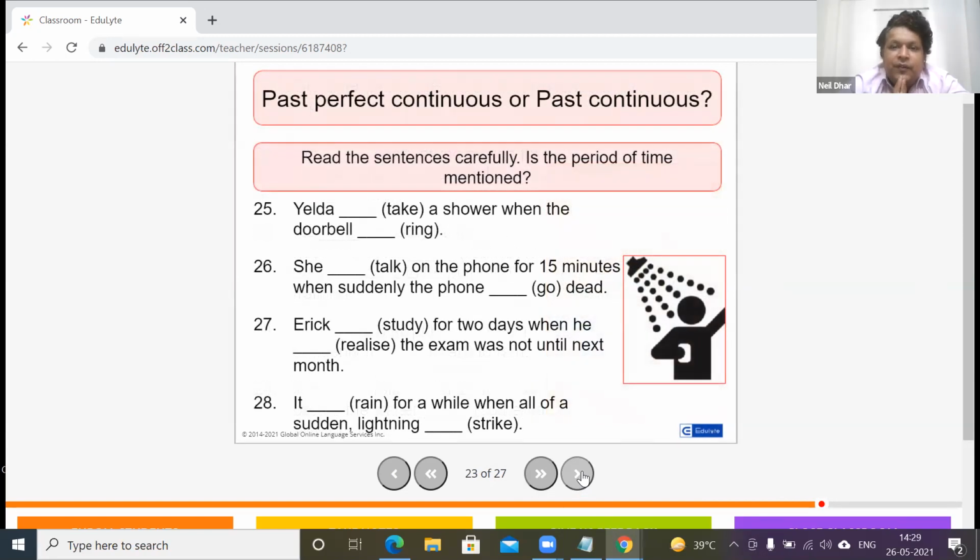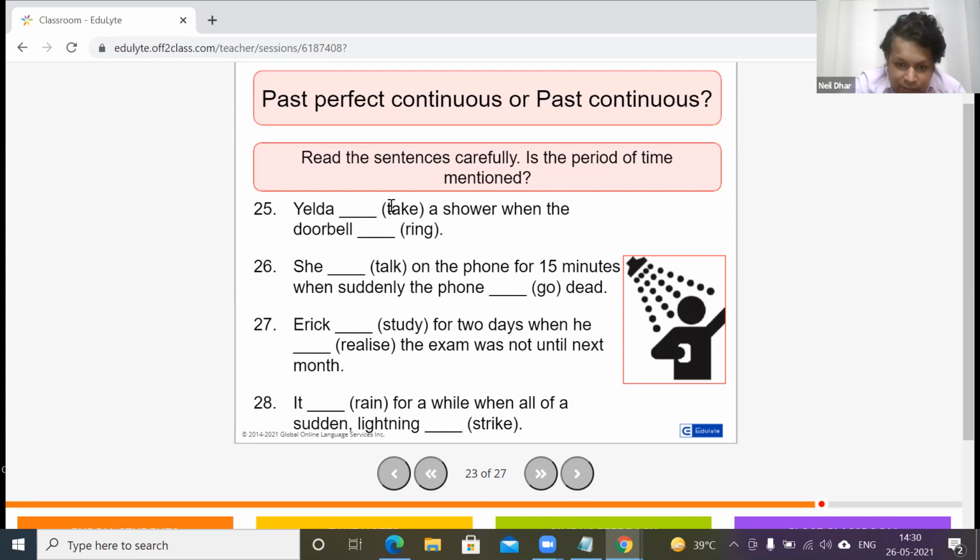Next. Past perfect continuous or past continuous. Read the sentence. Is the period of time mentioned? Yelda had been taking a shower when the doorbell rang. We are asking, is the duration mentioned? Out here, it's not. So Yelda was taking or Yelda took a shower when the doorbell rang.